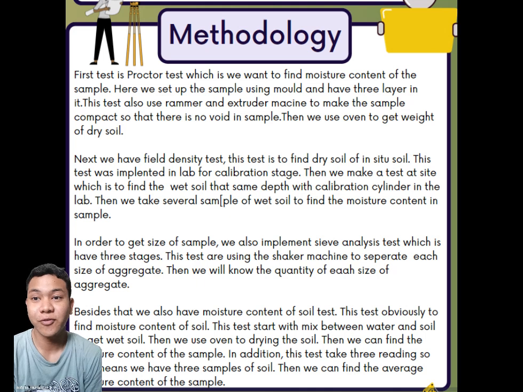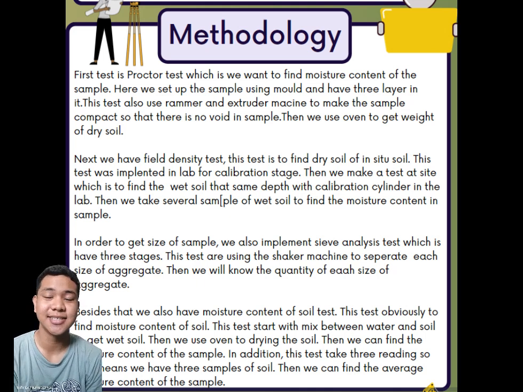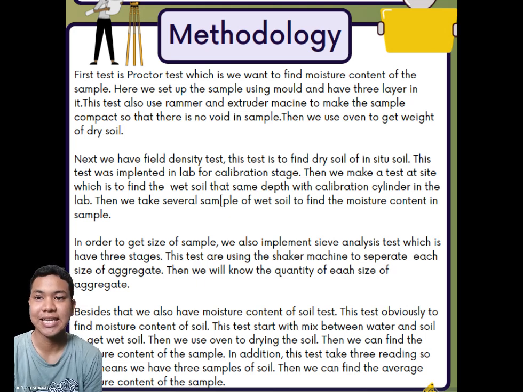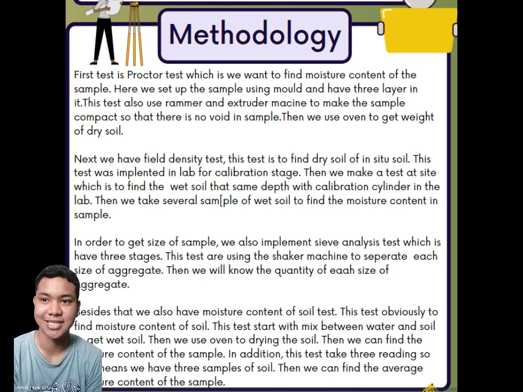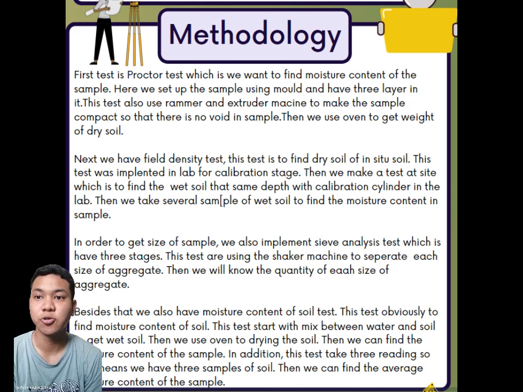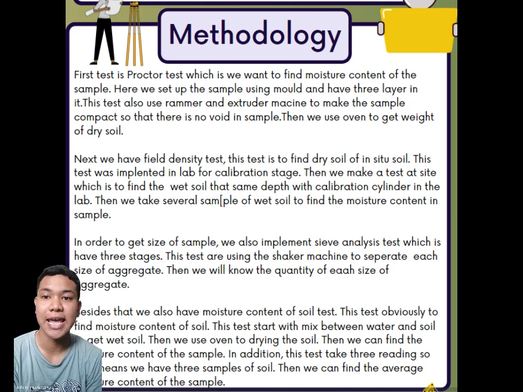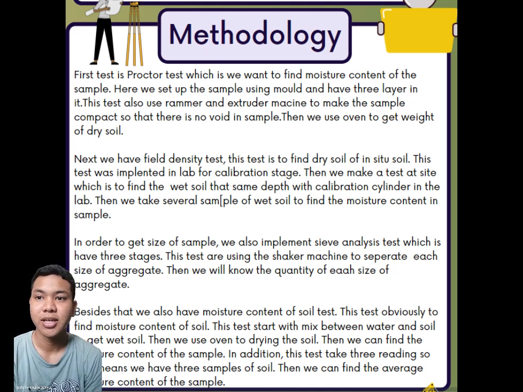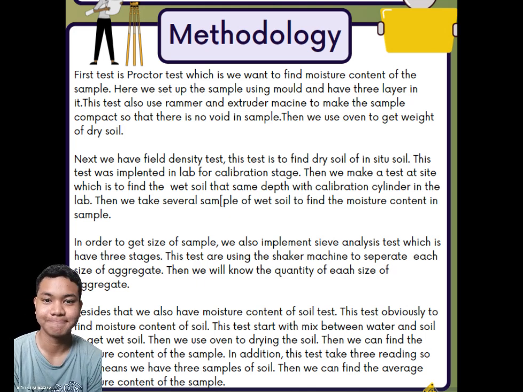Next we have the field density test. This test is to find the dry density of in situ soil. This test was implemented in the lab for the calibration stage. Then we make a test at site, which is to find the wet soil at the same depth as the calibration cylinder in the lab. Then we take several samples of wet soil to find the moisture content of the soil.